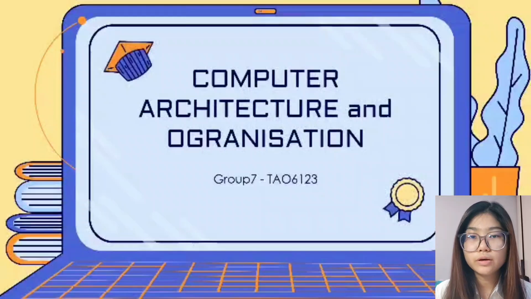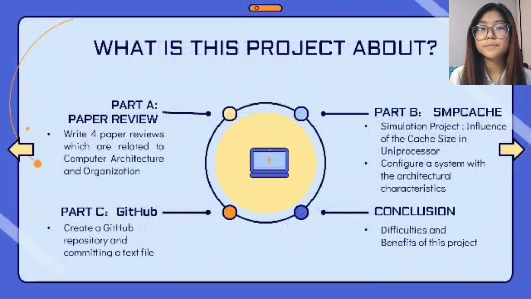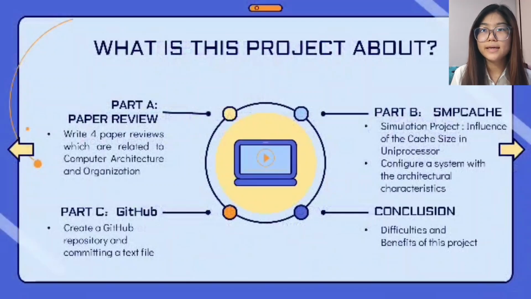In this video, we will talk about our Computer Architecture and Organization project. So what is this project about? You can see the slide. For Part A, we will write 4 paper reviews which are related to computer architecture and organization.